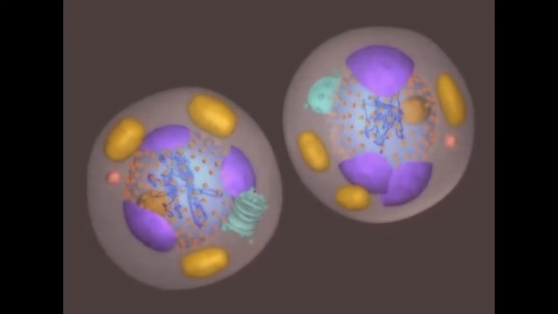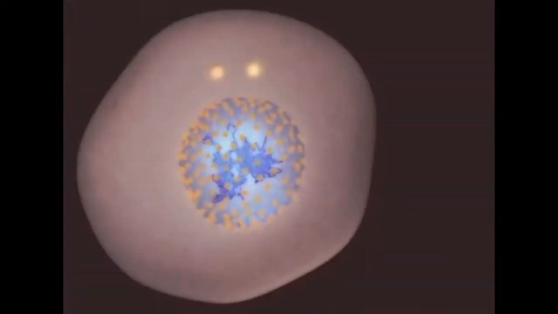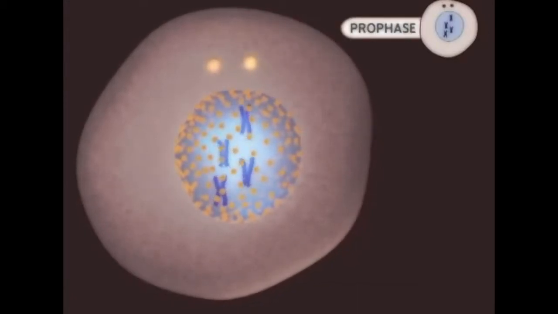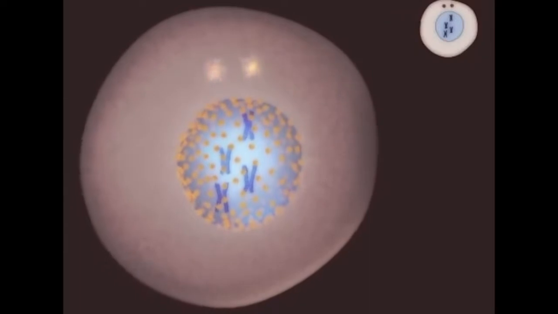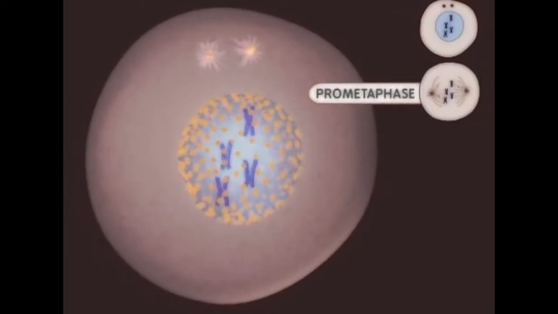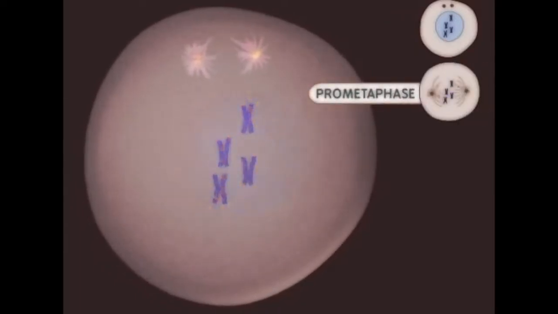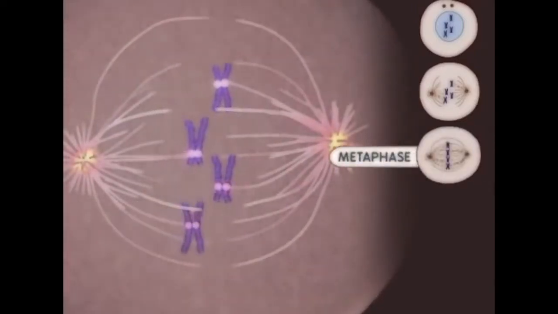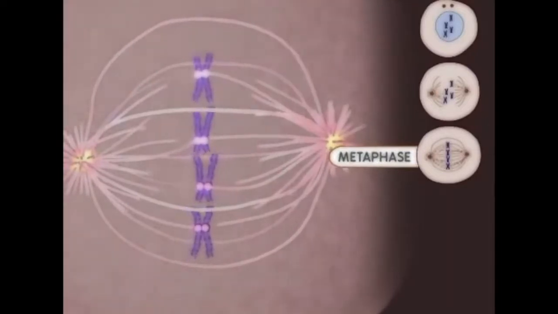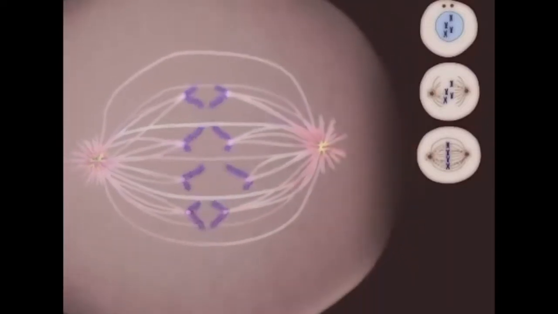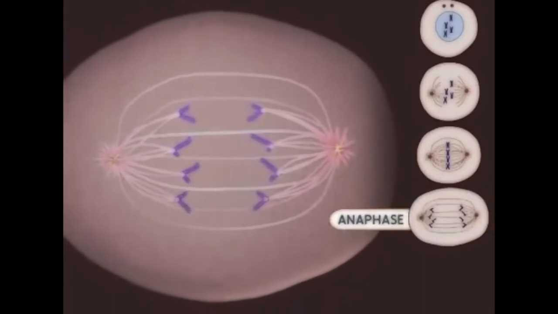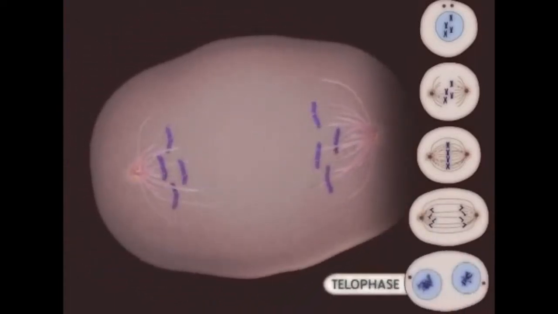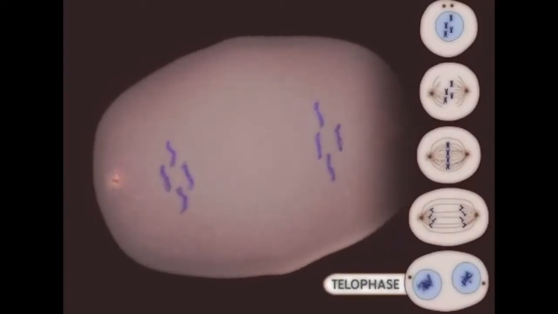Let's watch the process one more time. Mitosis begins with prophase. Notice the DNA condensing into chromosomes during this stage. Microtubules appear during prometaphase, and the nuclear membrane breaks down. Metaphase occurs when the chromosomes are aligned at the center of the cell. During anaphase, the chromosomes are moving apart. The telophase stage is marked by the appearance of new nuclear membranes.